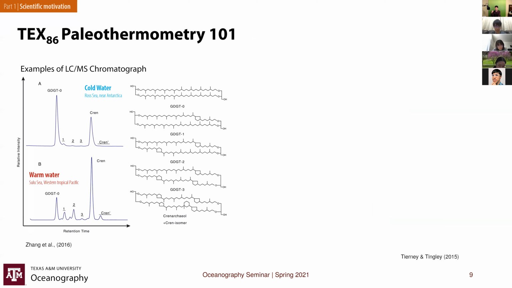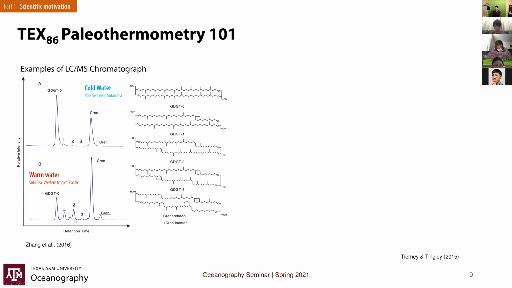If you go into a warmer region in the ocean, collect the sediments, and extract the lipids, you will see this pattern in the LC-MS chromatograms. What you see here are the different organic compounds, which we call GDGTs. If you have no rings in your internal structure, you call it GDGT-0, as you can see here. If you have more cyclopentane rings in your internal structure, you add the number: 1 ring GDGT-1, 2 rings GDGT-2, and so on and so forth.